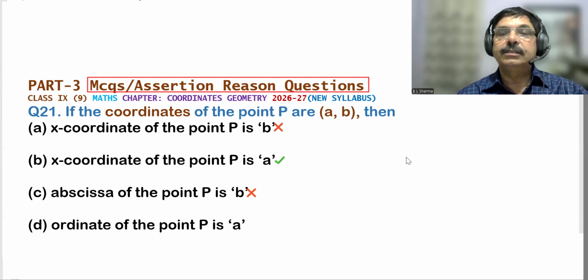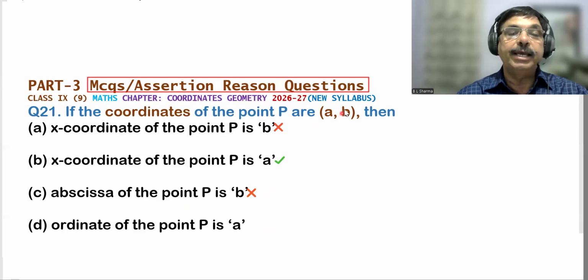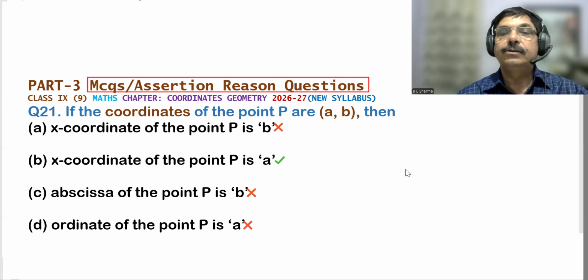And the last part is given. Ordinate of the point P is A. We call the y coordinate the ordinate. The y coordinate is called the ordinate of the given point. So ordinate is B, and here it is given A. So this is also not correct. So we can say that B is the correct option.